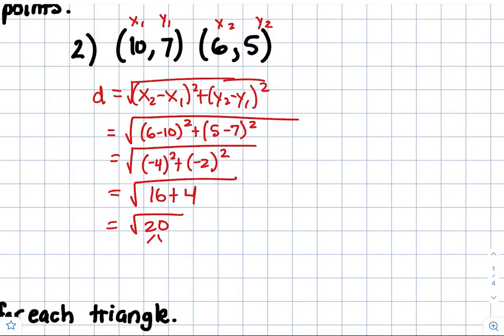Make a prime factorization tree. So 4 times 5, the 4 becomes 2 and 2. Pairs and the leftover. So we're going to have 2 square root of 5. The pairs go on the outside, leftovers stay on the inside. So the distance between these 2 points is 2 rad 5.